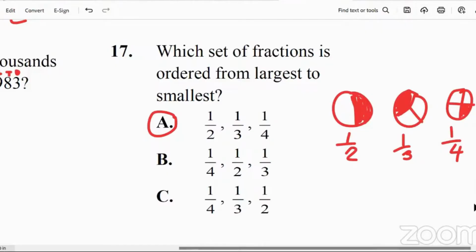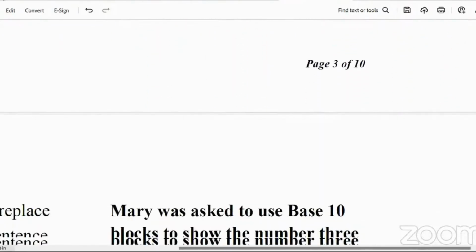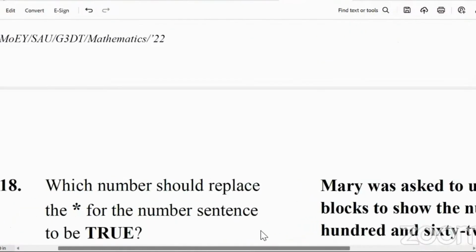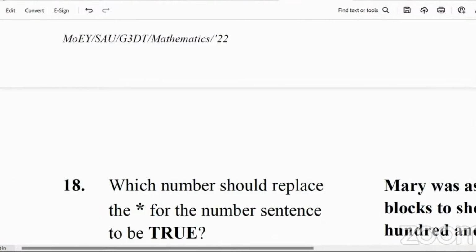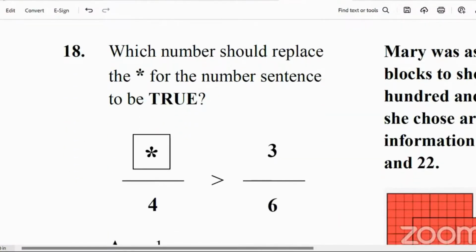So be careful. Don't assume that it's the same question that you've seen before. It might just be a similar question. Okay, let's get to question 18.